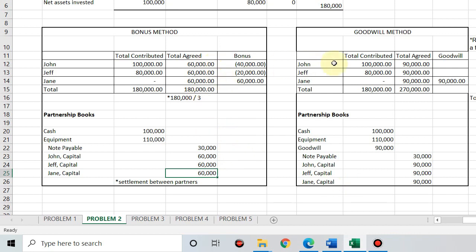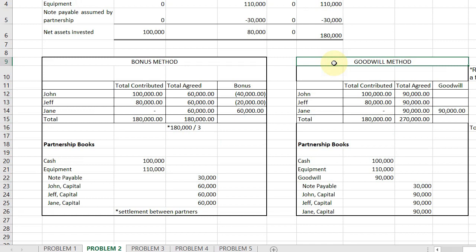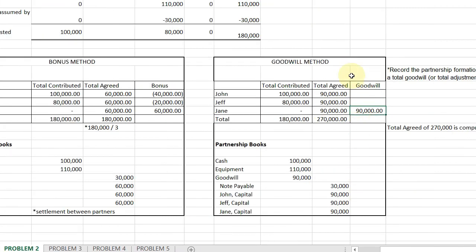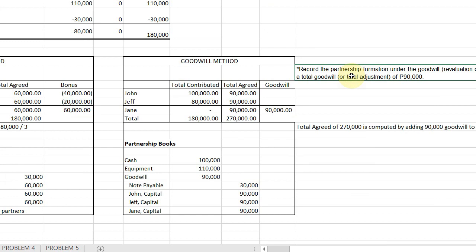The second requirement is the goodwill method. So, sabi, si Jane daw ay bibigyan ng goodwill, okay, which is valued at 90,000. Ito, kinopya ko dito for emphasis. 90,000 daw yung total goodwill adjustment. So, may goodwill si Jane na 90,000. Okay? There are so many ways to do this. Una, you know that may goodwill na si Jane na 90,000.